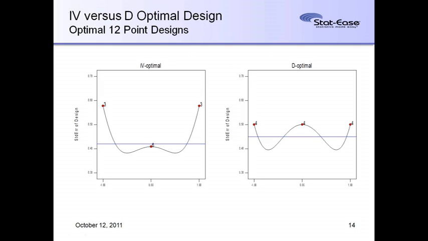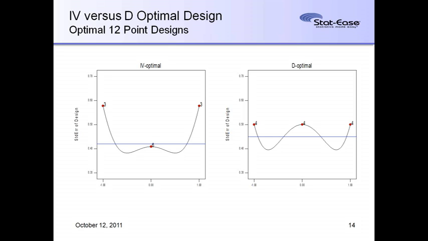When I do that, the design on the left is the IV optimal design. You can see for our 12 runs, it put 3 at each vertex and 6 at the center point. Okay, so that's our 12 runs there. Using D-optimality, it put 4 at each vertex and 4 at the center point.